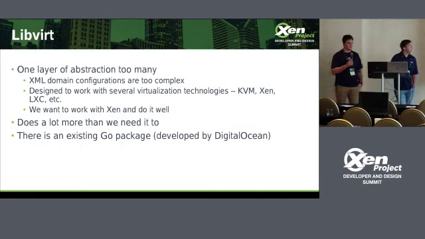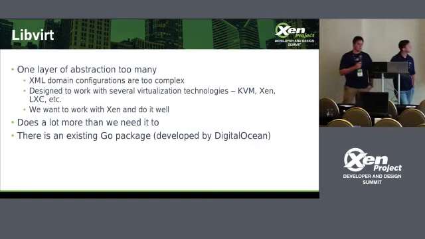So when we were looking into libvirt for our tool stack, our main concern was that it was one layer of abstraction too many. libvirt is designed to work with several virtualization technologies, like KVM, Xen, LXC, and a lot more. On top of that, we found that working with their XML domain configurations could be very cumbersome. For example, sometimes we would have some expected behavior for something as simple as starting a guest in full screen, and it would produce unexpected results based on what we saw in the documentation. That could be frustrating because we already know how to do those things well just by working with an XL configuration directly.